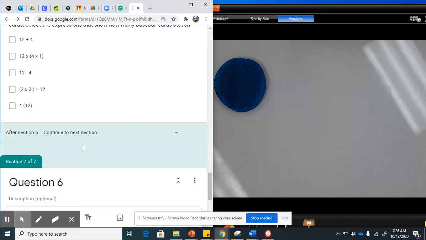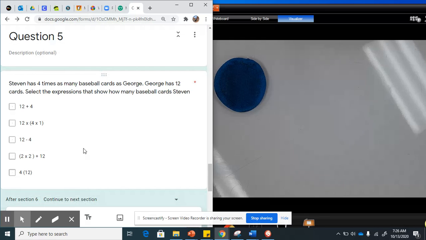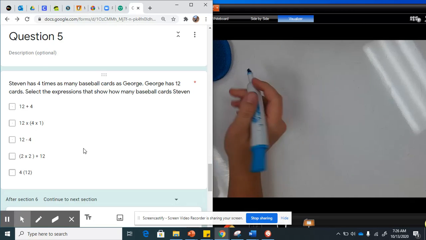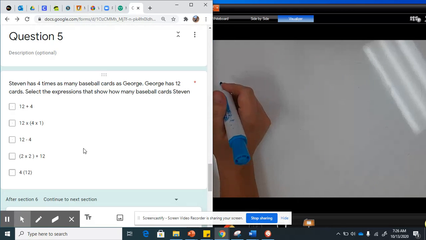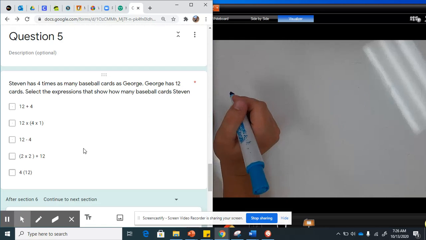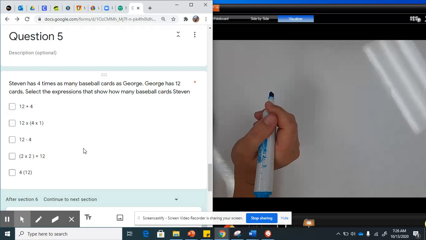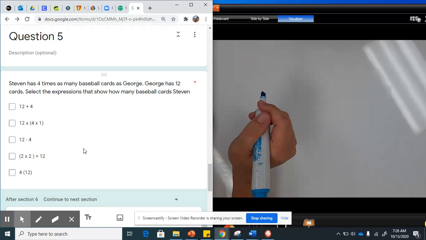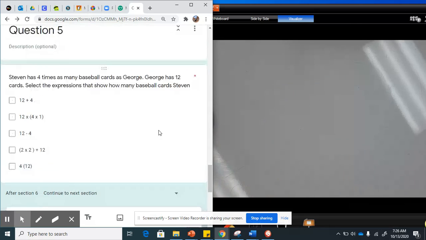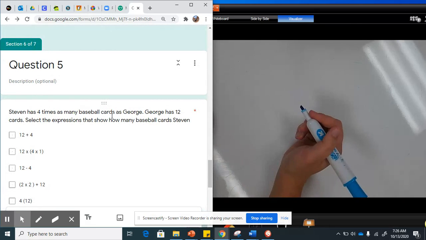Last one we're going to go over is question number 5. This one is kind of more of a bonus, but I think a lot of you will be able to get it. And as we continue going over order of operations, these will become easier. All right, so it says Stephen has 4 times as many baseball cards as George. George has 12 cards. Select the expressions to show how many baseball cards Stephen has. Not sure why "has" isn't there.